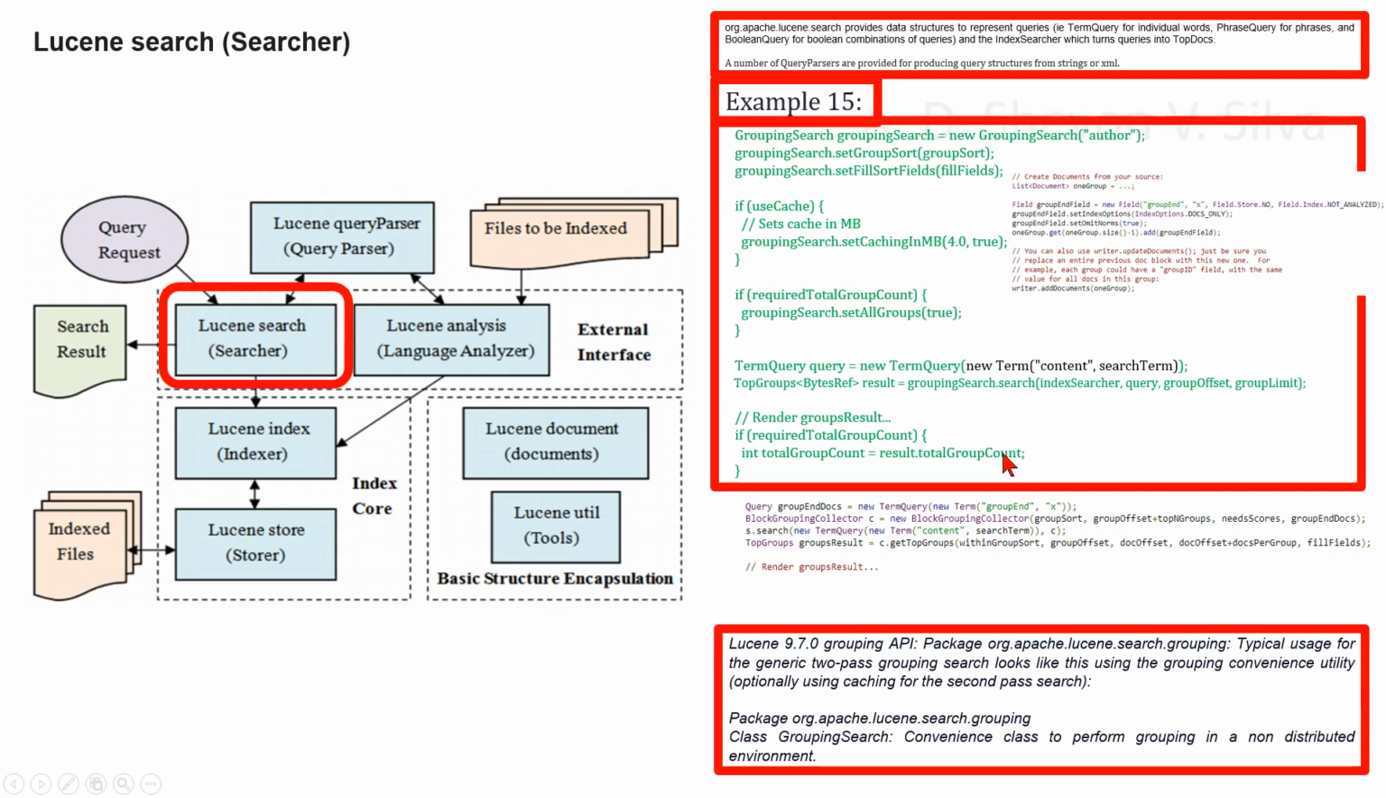9.7.0 grouping API. A typical use for a generic two-pass grouping search looks like this, using the grouping convenience utility, optionally using caching for second pass search.